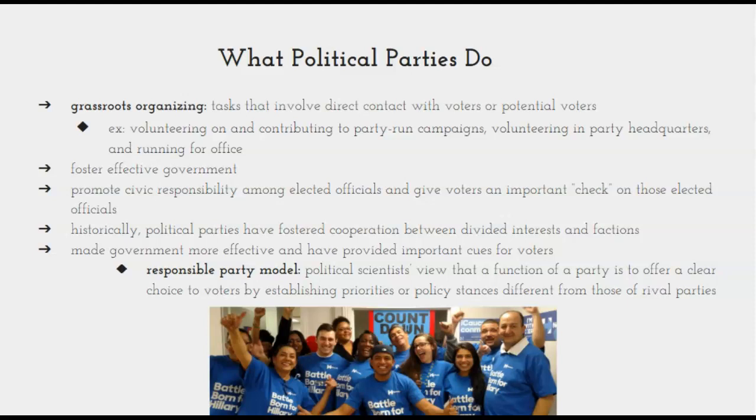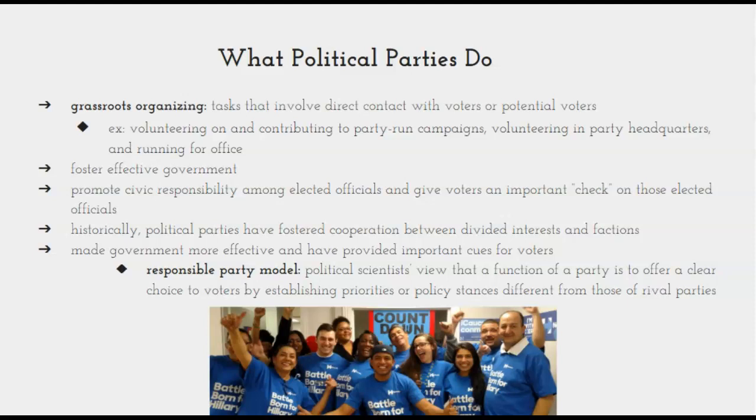Historically, political parties have fostered cooperation between divided interests and factions. Factions could be another word for interest groups. And they also made government more effective and have provided important cues for voters. Again, whether you agree with this or not, it has certainly made things easier for individuals to identify which one of the two major political parties they more identify with.